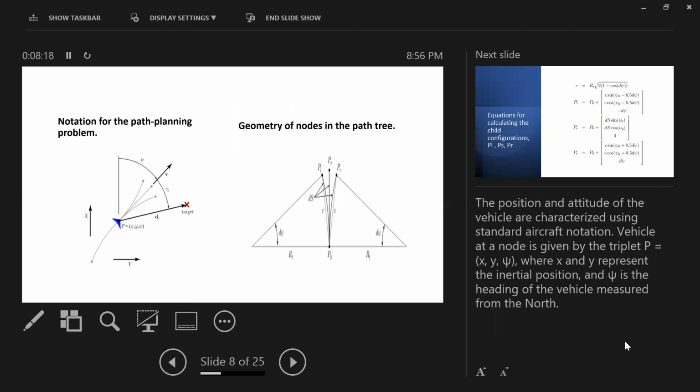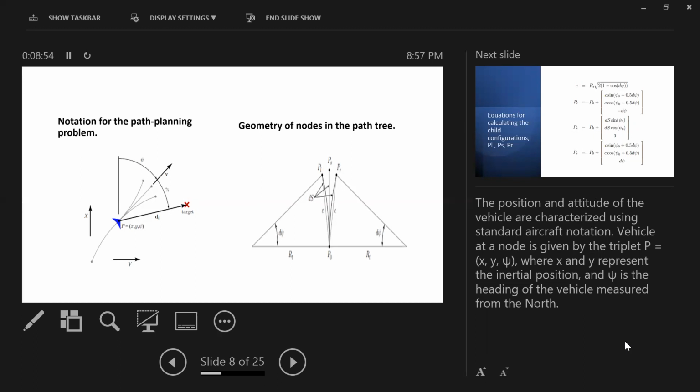Okay, so in these slides we can see there are two pictures, and on the left it shows the notation for the path planning problem. The position and attitude of the vehicles are characterized using standard aircraft notation. The vehicle at a node is given by the triplet P equals x, y, and phi, where x and y represent the inertial position and phi is the heading of the vehicle measured from the north.